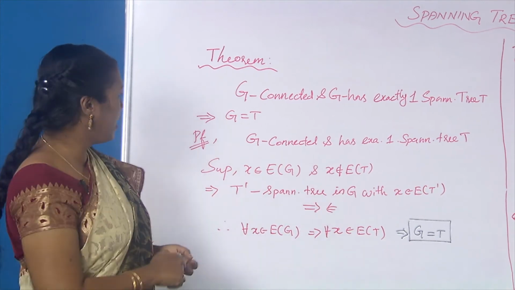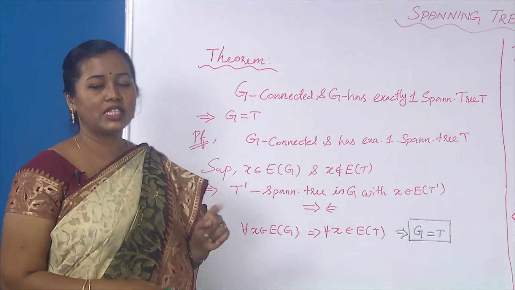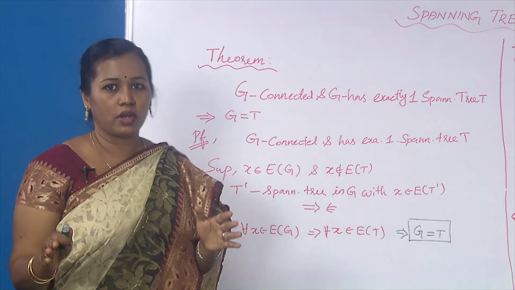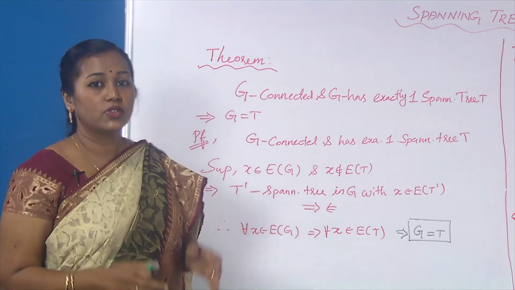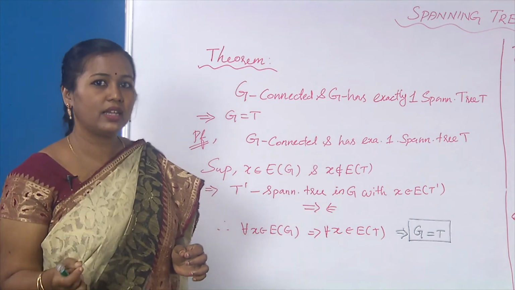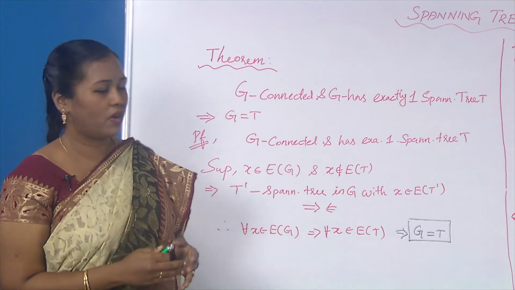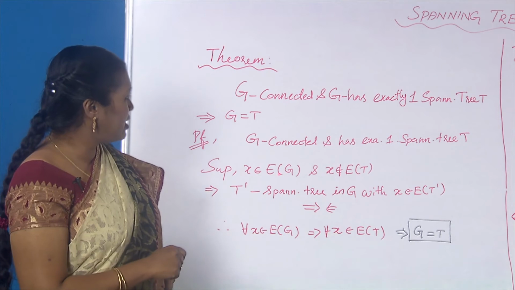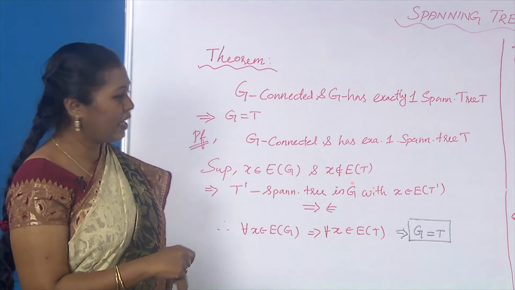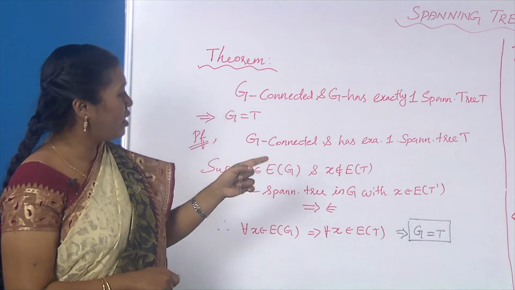And how are we going to prove that? We are going to assume the following statement, that is, G is connected and G has exactly one spanning tree T, and now I have to prove that G is equal to T. Now, suppose not, we are going to go by proof by contradiction. Then in that case, there is at least one edge which is inside G but not inside T. That is how we start the contradiction, and therefore, let x belong to the edge set of G and x does not belong to the edge set of T.